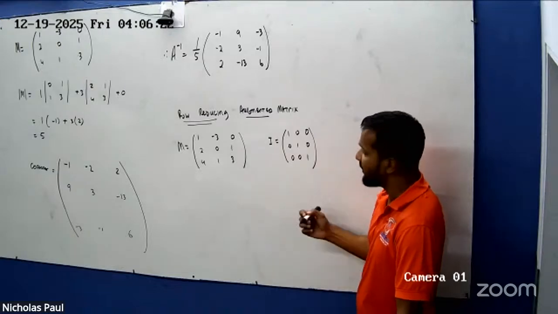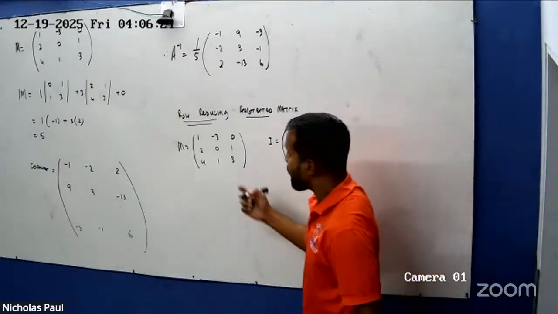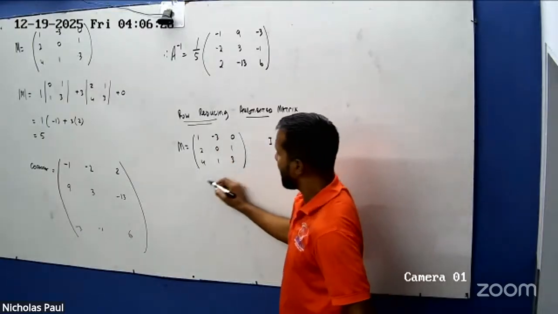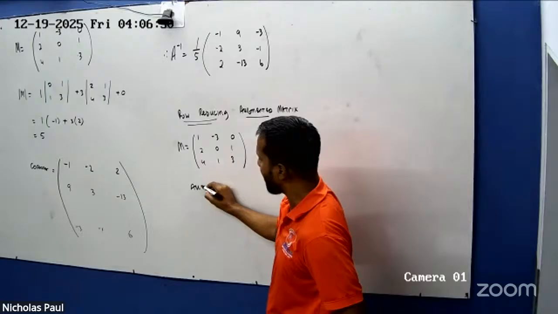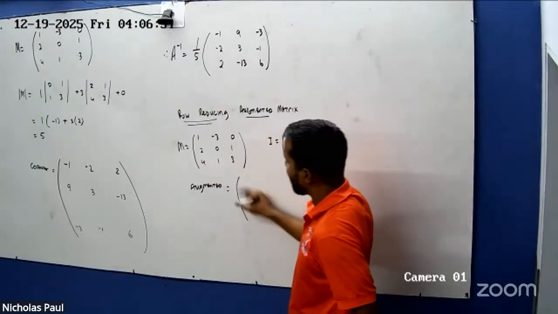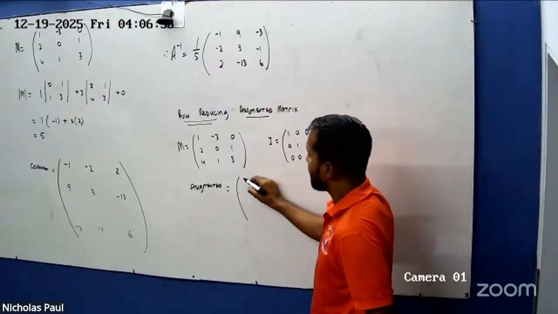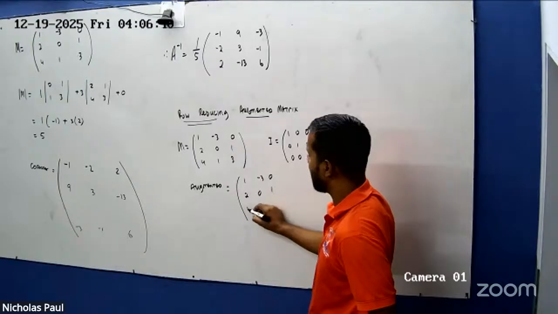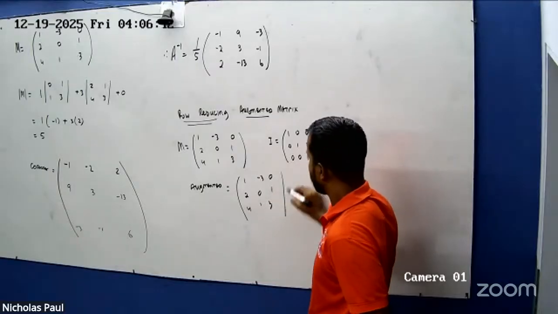And the reason you're doing that is this. Whenever you want to find an inverse using row reduction, you use the augmented matrix. Here's what augmented is. Augmented is where you join these two together. So you're joining 1, 3, 0, 2, 0, 1, 4, 1, 3 together with this.